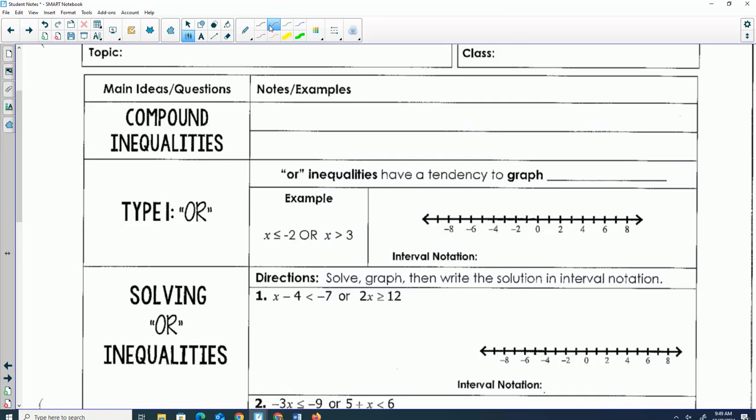So compound inequalities, they involve more than one inequality.